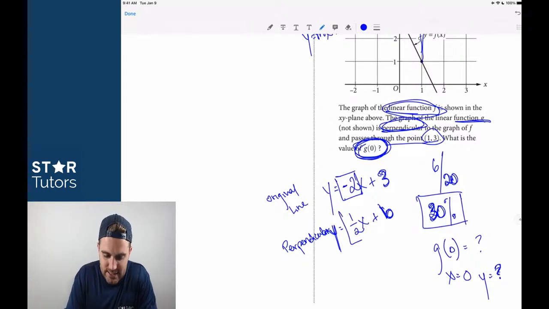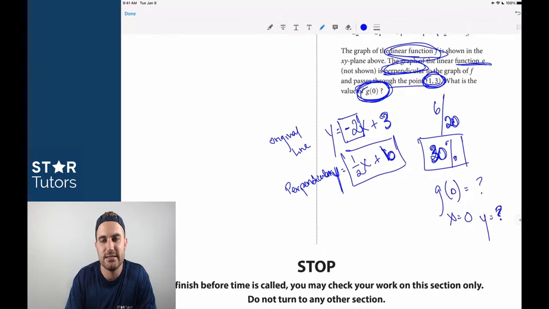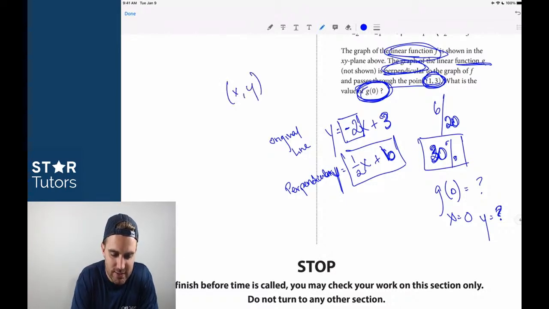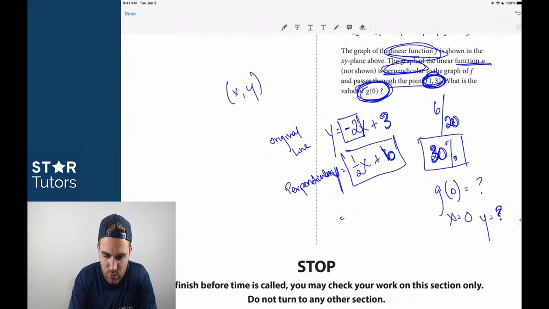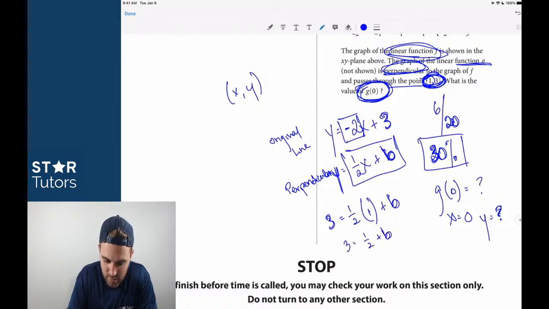Okay, so we have this, and now we're given the coordinate point that everybody forgets about. That's the one thing that we said when we first wrote out y equals mx plus b, that x and y can be plugged in as well. That's just a coordinate point that satisfies the line. So we have 1 and 3, so we're going to say 3 equals 1/2 times 1, because that's our x value, plus b, right? 3 equals 1/2 plus b. So subtract 1/2, b is equal to 2.5.